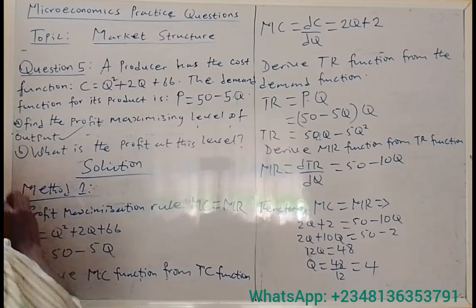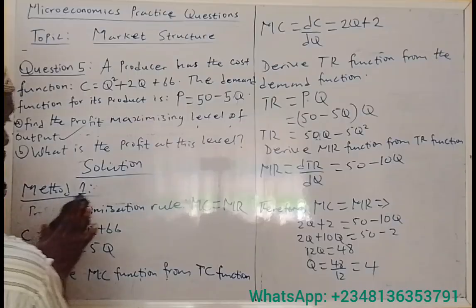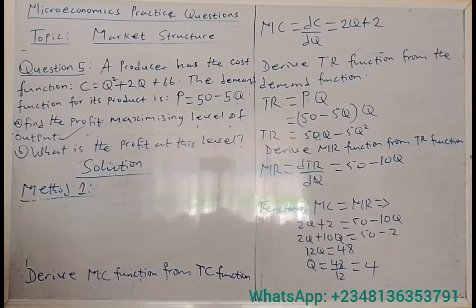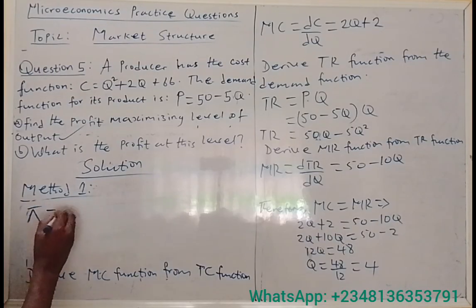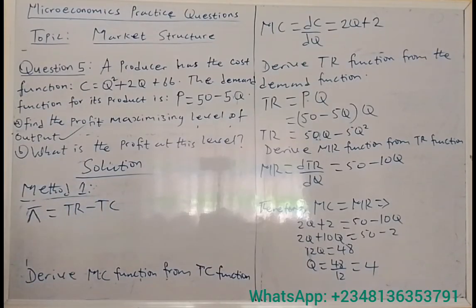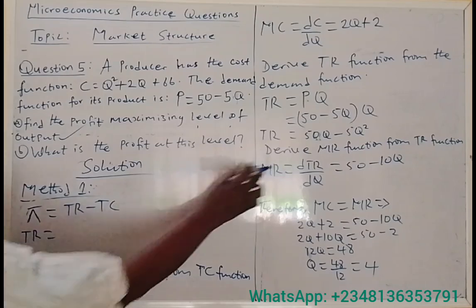Now, to derive the profit, let me do it here because of space. You remember that the formula for calculating profit, which is represented by pi, in economics is total revenue minus total cost. Here is the formula: total revenue minus total cost. So we can derive our total revenue and also our total cost. You remember that the total revenue is equal to 50Q minus 5Q squared.